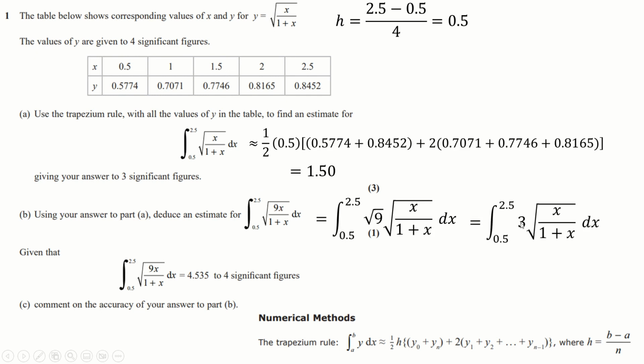And of course, I can just bring the 3 out and say this is 3 times the answer I had here, which is 4.5. I think I used 4 strips from before, times by 3, and that's why that 1 is there. But anyway. Comment on the accuracy: if this is equal to that, well, it's accurate to, what, 2 significant figures? So, yeah, just say that. That's all you need to say.